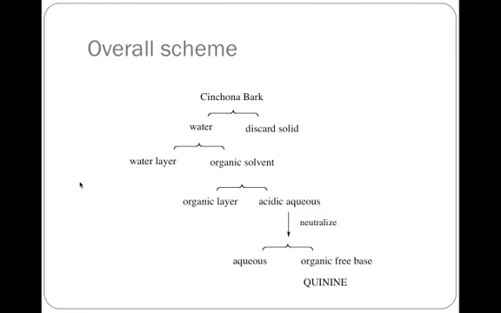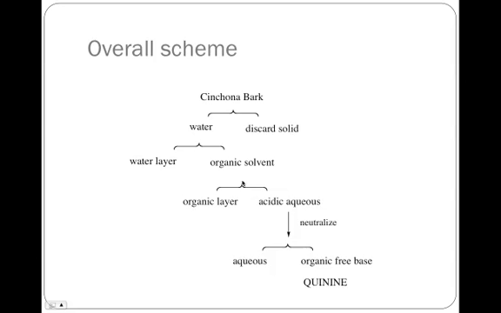Here's a mock-up of what's going on. You take the cinchona bark and you boil it up in water. Throw away the solid, keep the aqueous layer. In the aqueous layer, you then partition between the aqueous layer at neutral pH and the organic solvent. The active ingredient will be in the organic solvent.